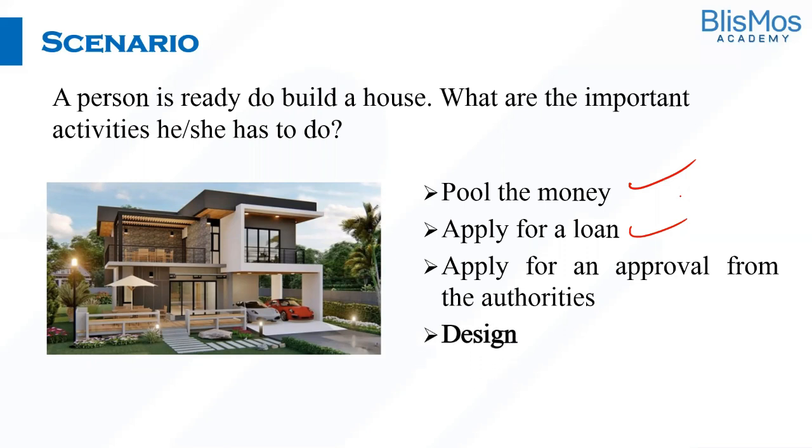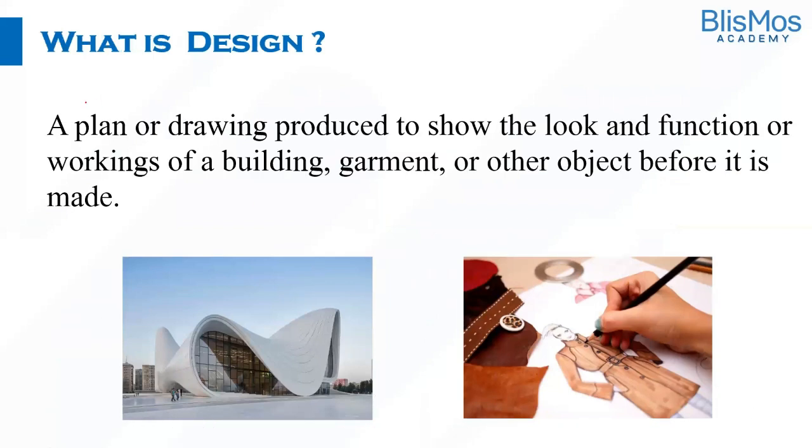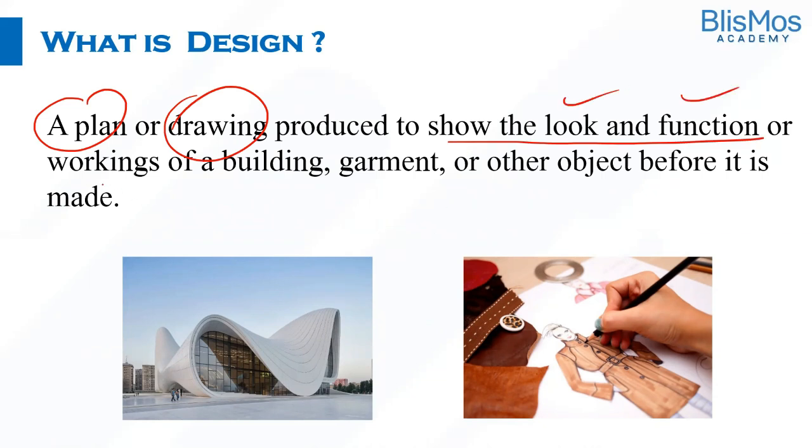So we need to have a design as well before we construct a house. Design is one of the very important aspects to construct or manufacture anything. So what is design then? Design is nothing but a plan or a drawing which is produced to show the look and functions or workings of a building, garment, or any other objects before it is made.